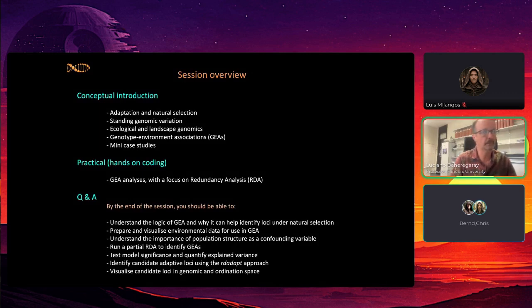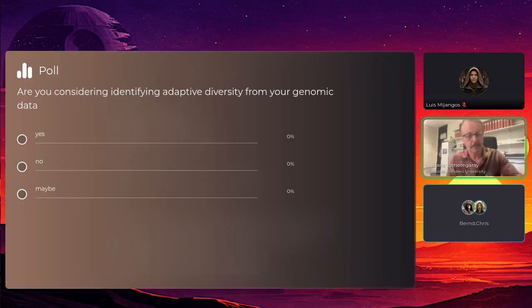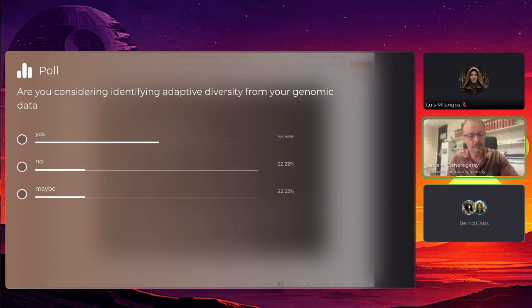But before I move further, we have a little poll just to know a little bit about your interest in understanding natural selection and adaptive diversity. Do we have the poll there, Bern? Oh, here we go. Are you considering identifying adaptive diversity in your genomic data sets? So we have yes, no, or maybe as options for you. It's just to have a bit of a feeling about our audience.